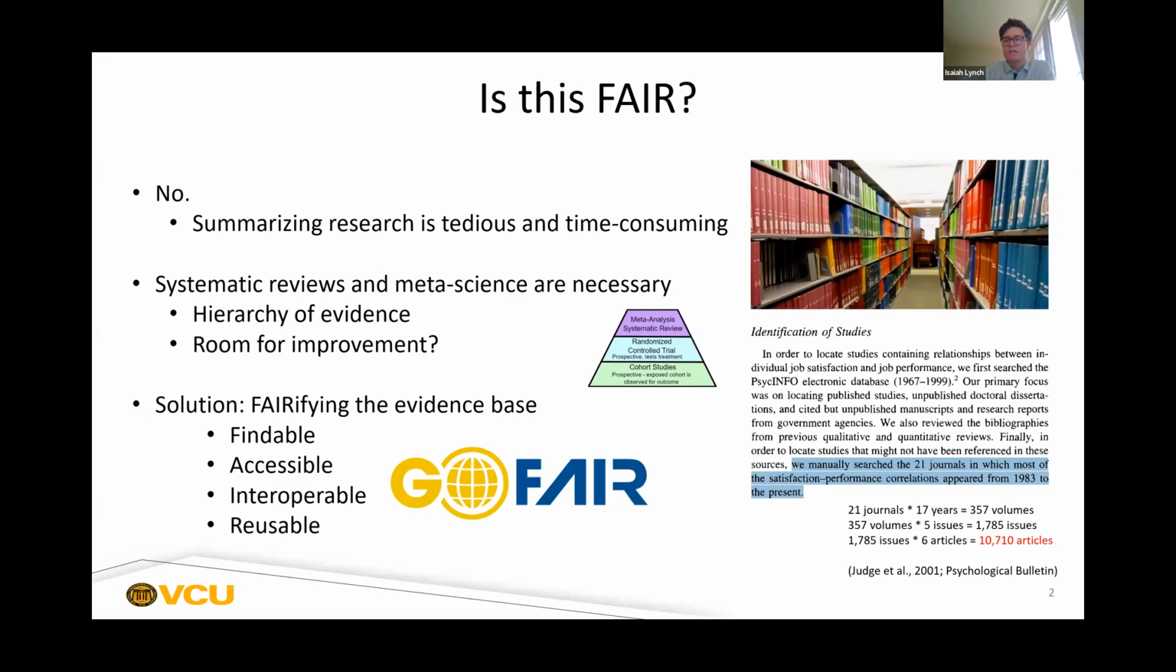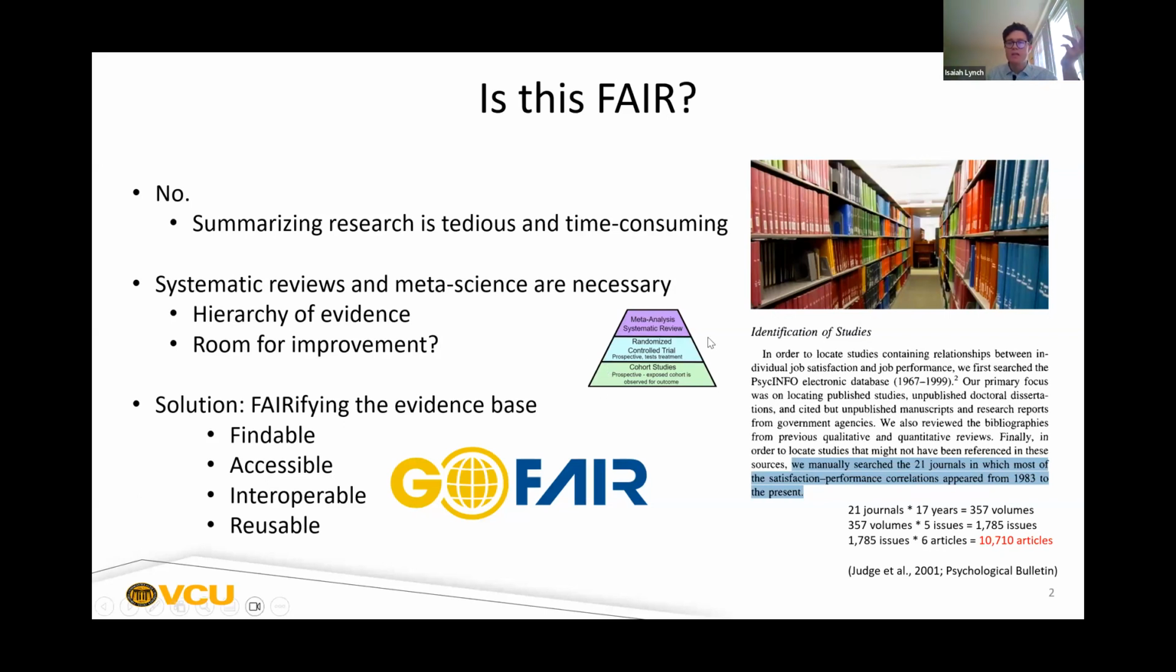The process is quite tedious and time-consuming. On the right, I have an example from 2001 where the authors had to manually curate and sift through 11,000 studies to conduct their meta-analysis. Obviously, there's a 23-year difference, so you can imagine what that looks like nowadays. But these studies are quite valuable. We place them at the top end of the hierarchy of evidence, so there's a lot of room for improvement. One way of improving it is applying the FAIR guidelines, which are findable, accessible, interoperable, and reusable.